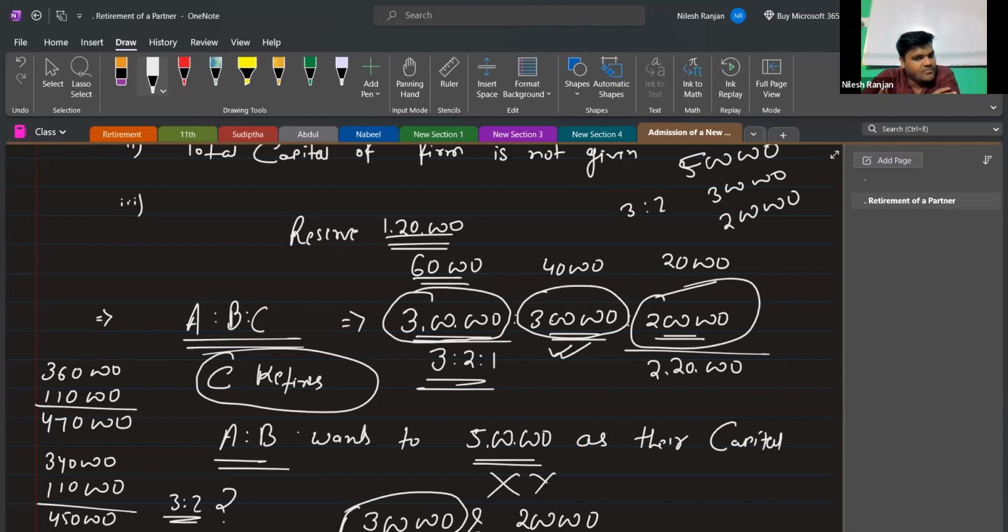1,40,000 from B. Then it will be 2 lakh. And from A? 60,000. But that's only 2 lakh. So A capital will become 3 lakh and B capital will become 2 lakh. But we need 20,000 more. So that is not correct also.